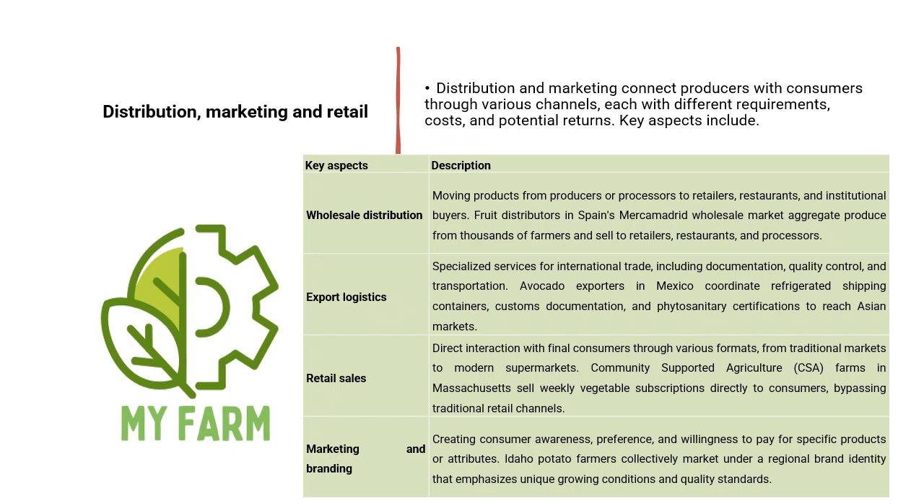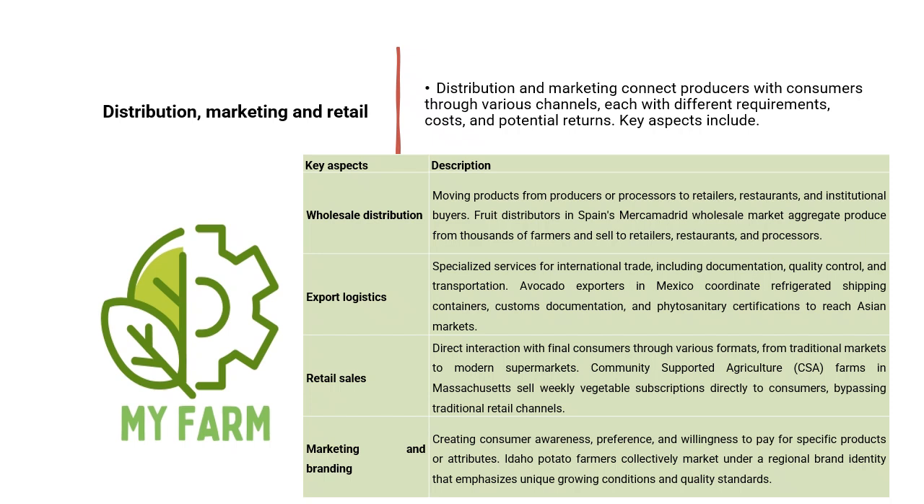Distribution and marketing connect producers with consumers through various channels, each with different requirements, costs, and potential returns. Understanding these channels and selecting appropriate ones is crucial for market success. Wholesale distribution moves products from producers or processors to retailers, restaurants, and institutional buyers. Fruit distributors at Spain's Mercamadrid wholesale market aggregate produce from thousands of farmers and sell to retailers, restaurants, and processors, providing an efficient marketplace that connects supply and demand.